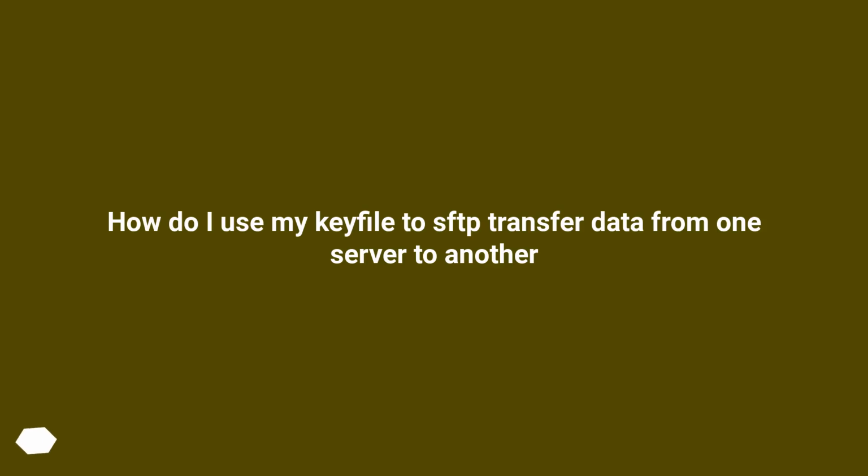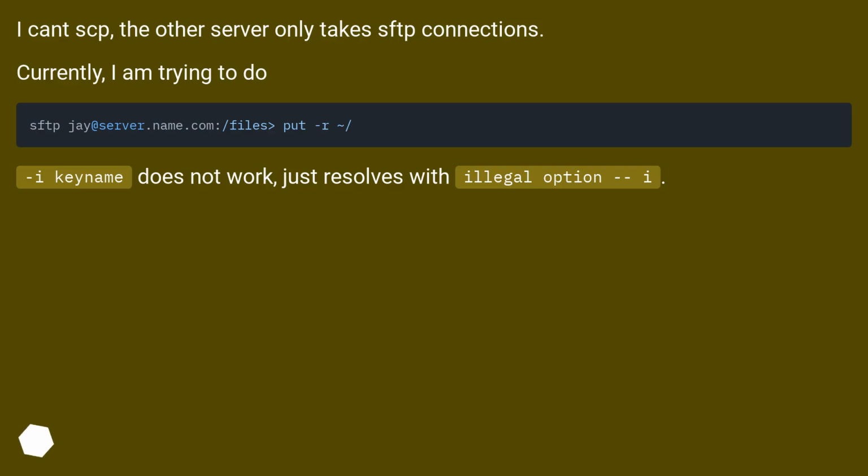How do I use my keyfile to sftp transfer data from one server to another? I can't SCP, the other server only takes sftp connections. Currently, I am trying to do this, but the -i keyname option does not work, it just resolves with "illegal option -i".